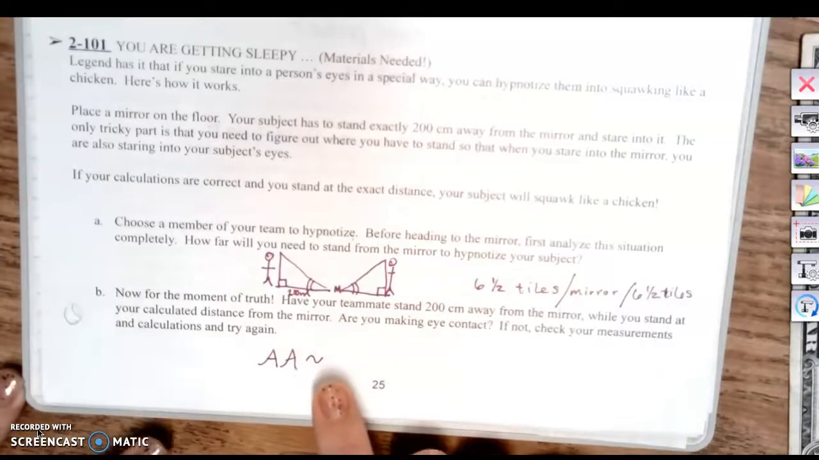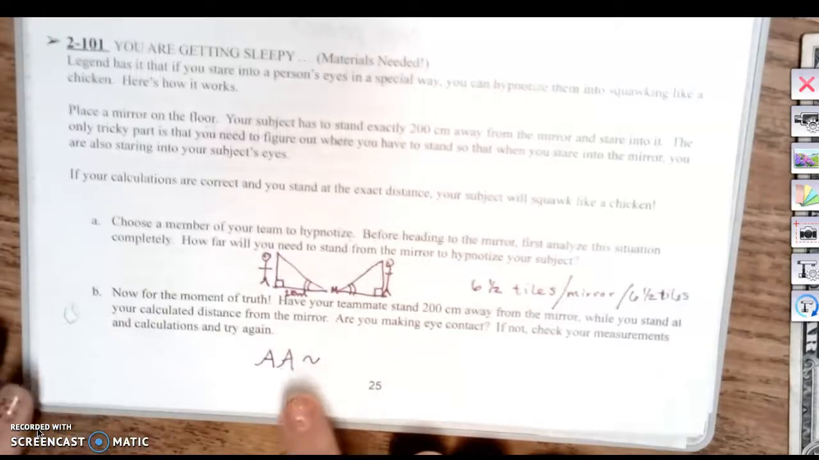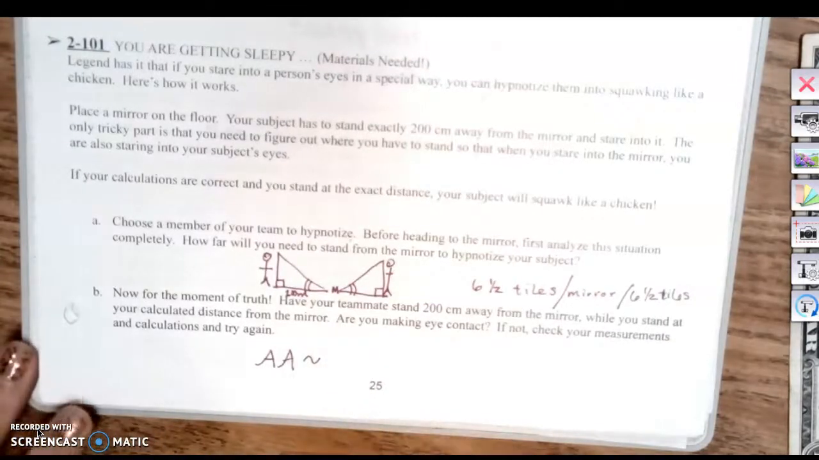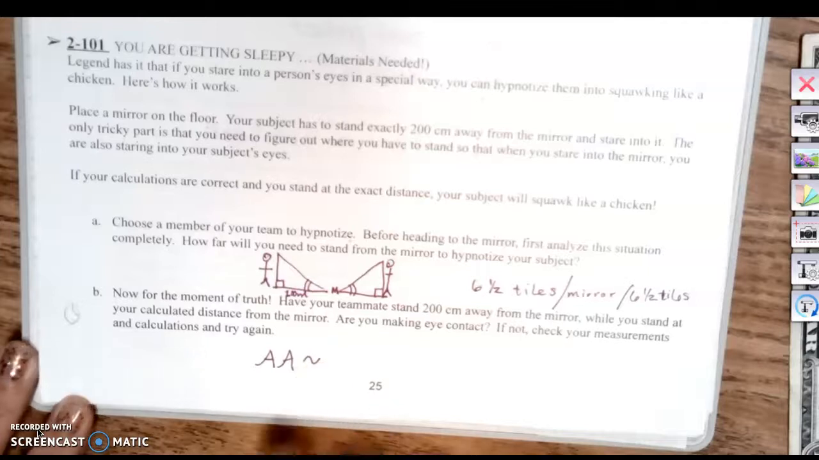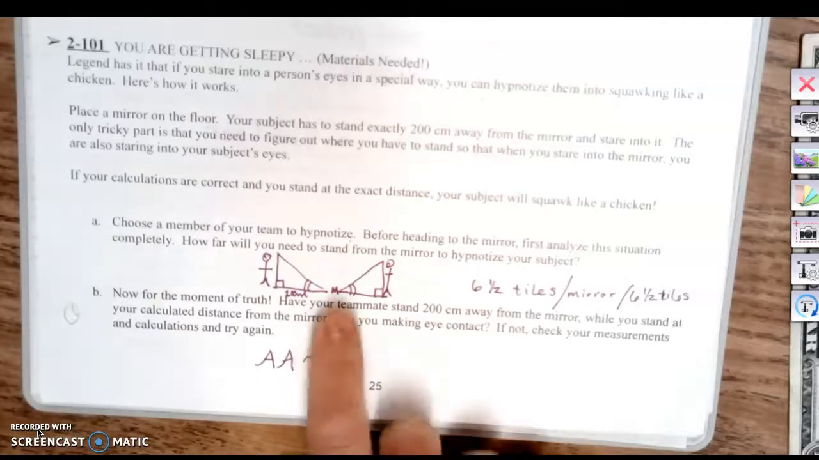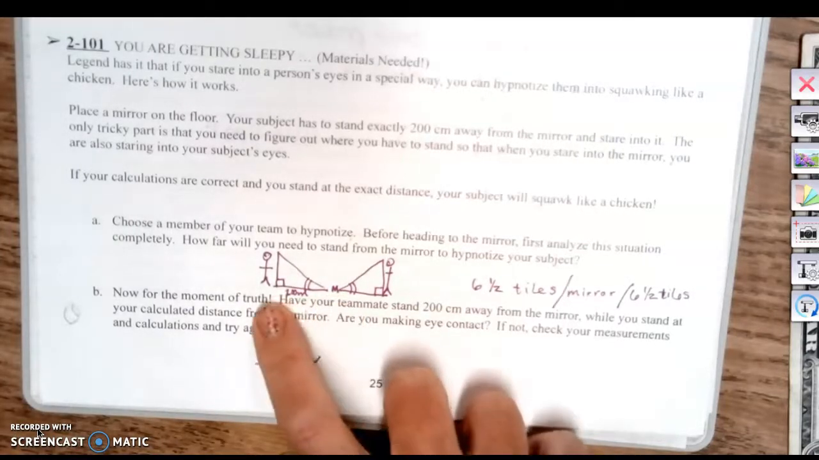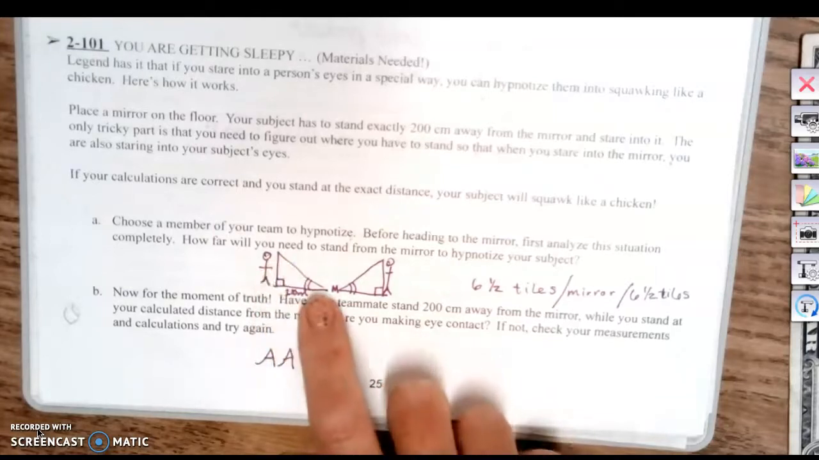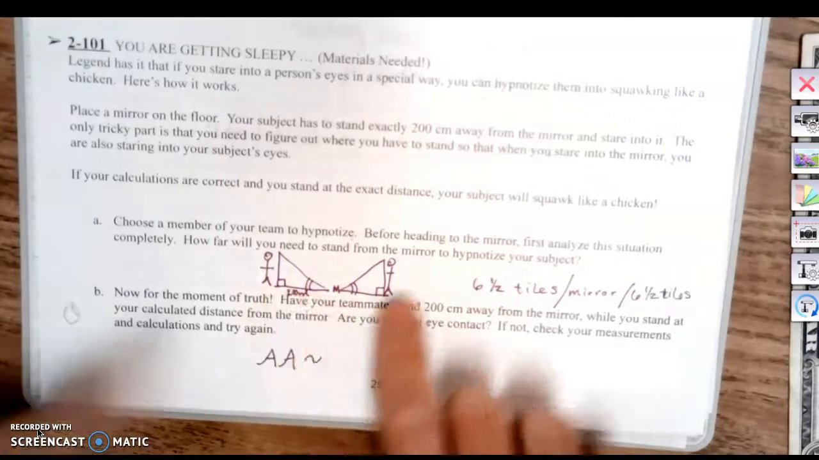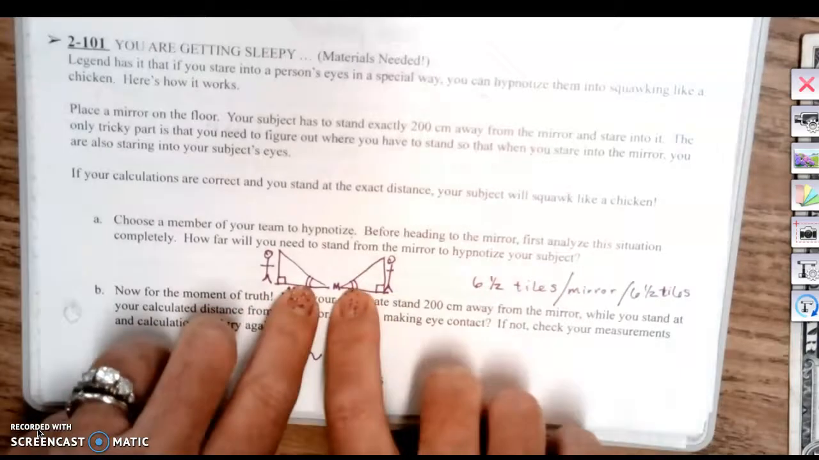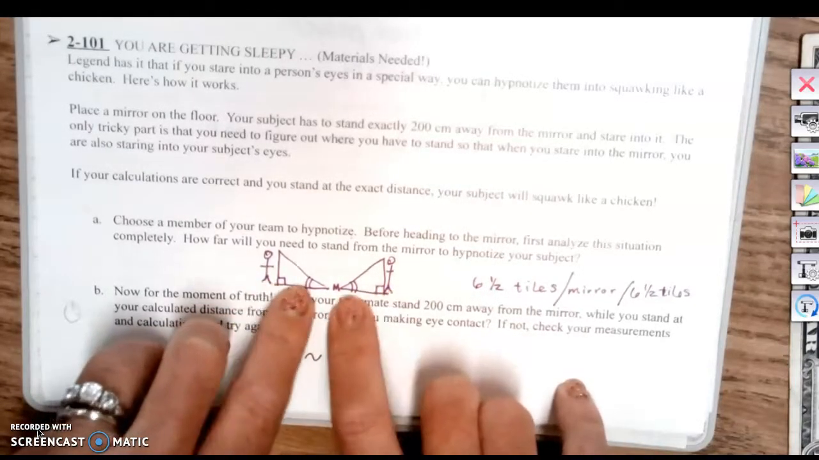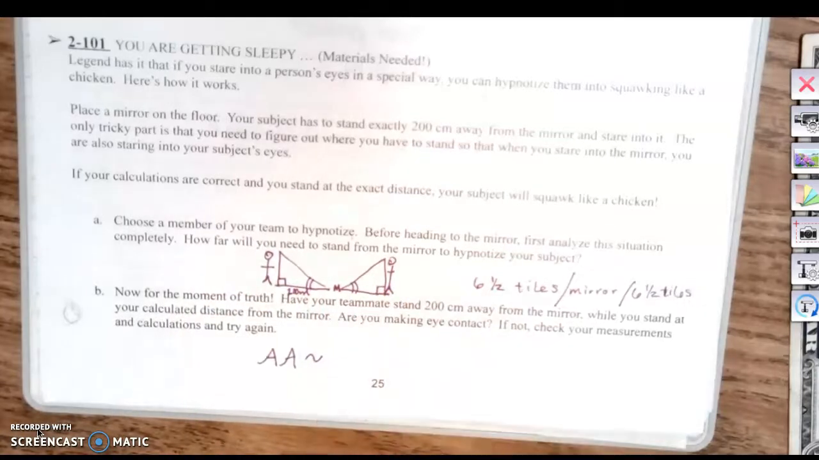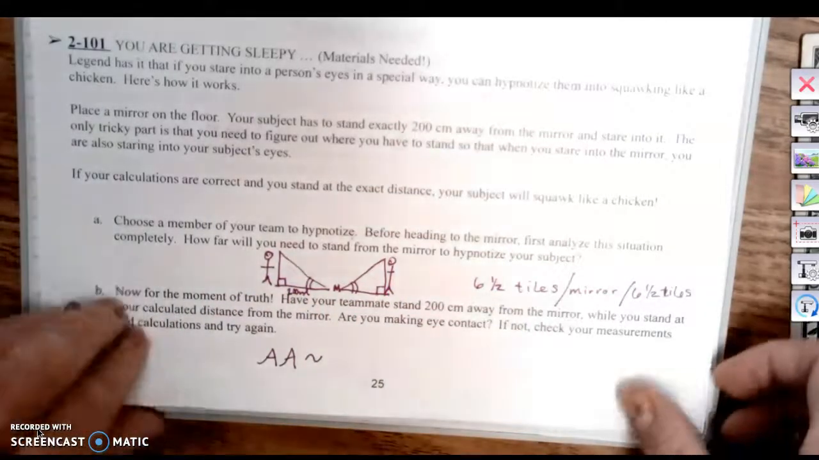Even though it felt like you were just trying to see each other's eyeballs, you were actually forming similar triangles by what we call angle similarity. You created a triangle with you and that mirror and the person standing on the other side. Because you both have a 90 degree right there, and you both have congruent angles in the middle, so that's angle similarity. Cool. All right.